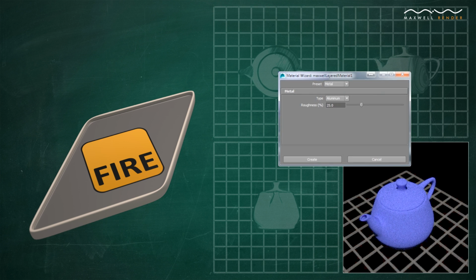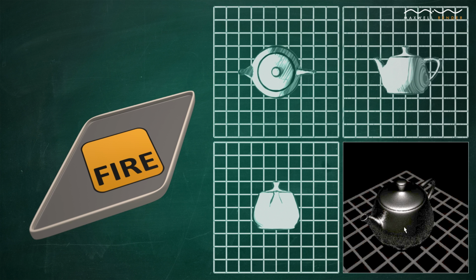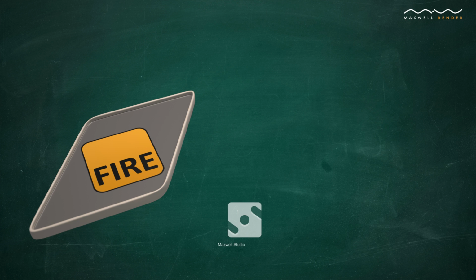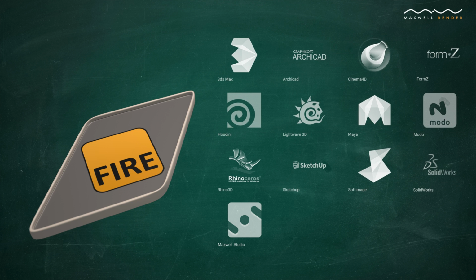This makes it much faster and easier to get the look you want, by adjusting your materials, environment conditions, camera settings, or emitter intensity, and seeing the results immediately, instead of waiting for a test render. Maxwell Fire is available in Maxwell Studio, as well as most of the supported plugins.